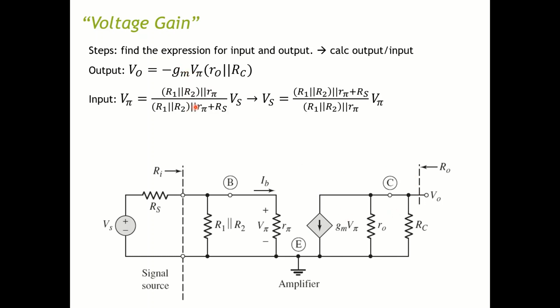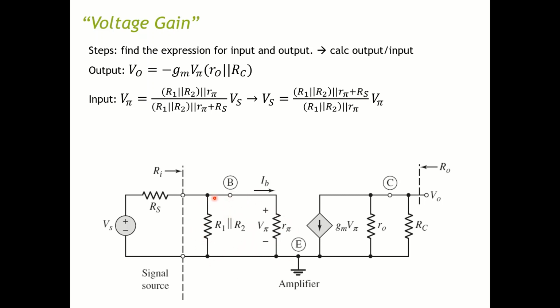For the input, it looks a little bit complicated, but it's actually the same. First let's start with V pi. You start with Ohm's law. Actually, sorry, you start with the voltage divider rule. You can calculate V pi by the voltage divider rule with RS and this whole giant resistance right here. And this resistance is pretty simple.